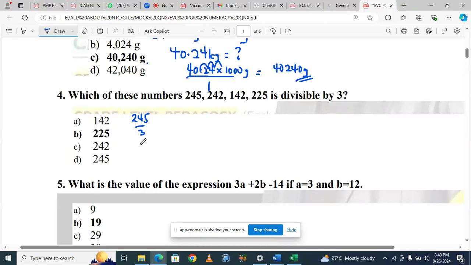3 into 24 equals 8. So I'll just write 8 here. Now we bring down the 5. 3 into 5 is 1, remainder 2. So it is 81 whole number with remainder 2 over 3. So we know this number is not divisible. Now let me come to 242.